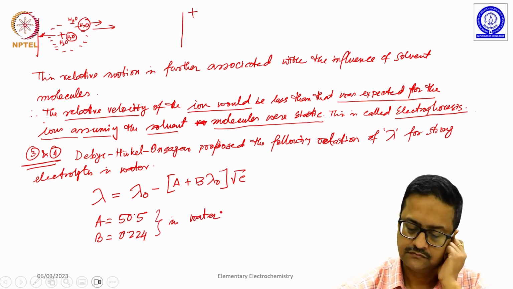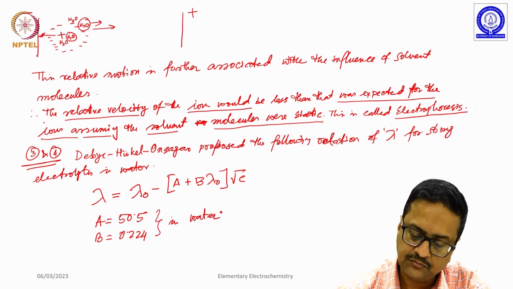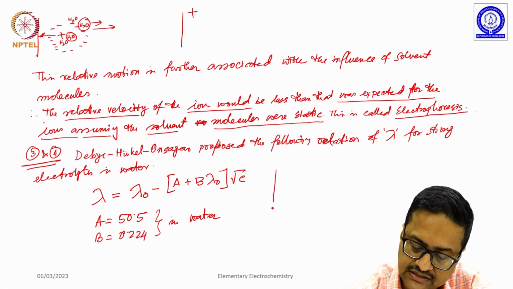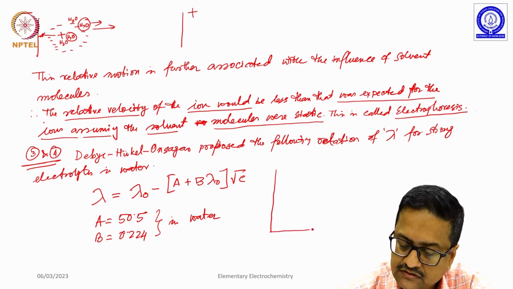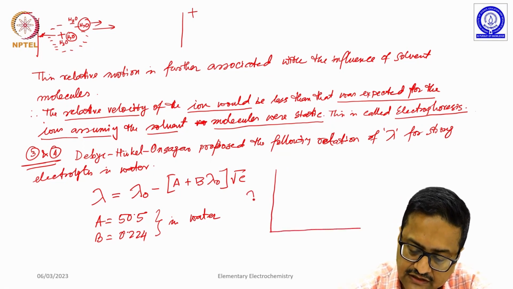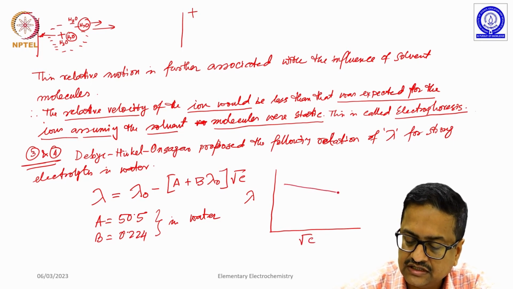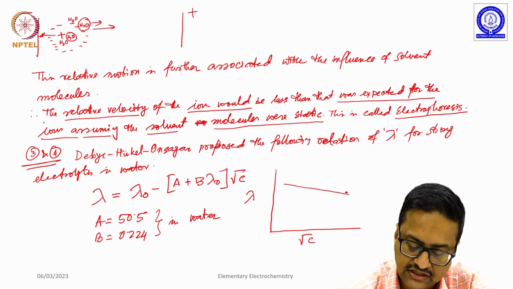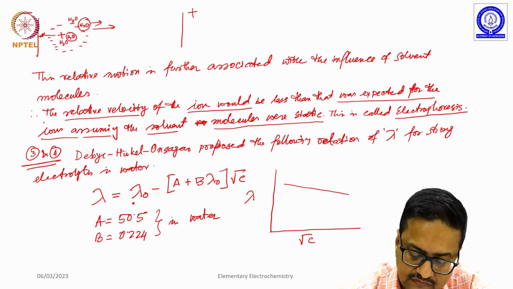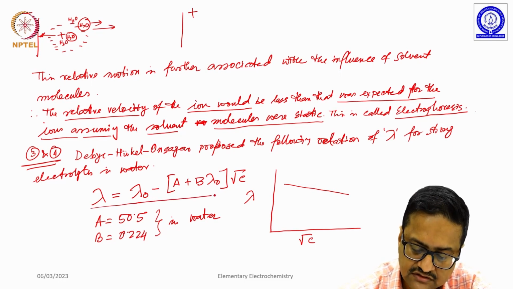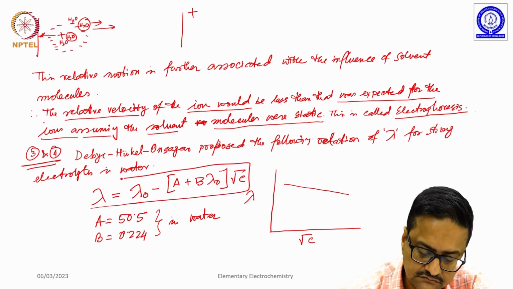To explain the nature of the plot that we have already discussed for the strong electrolytes, that is lambda versus square root of C, you get to see a plot like this. So, to explain this plot, this equation was proposed.